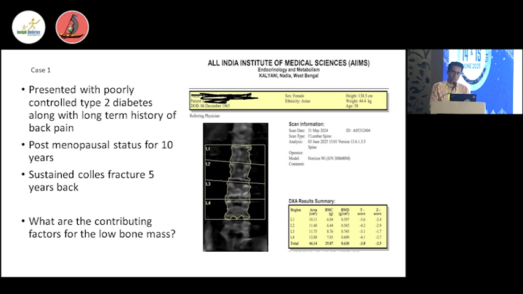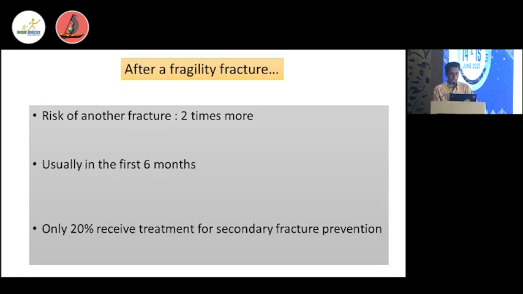Now the question is, what are the contributing factors? We know she is postmenopausal, has a long-term diabetes history, and a previous history of fragility fracture. Both this postmenopausal status as well as poorly controlled diabetes are important for the fragility fracture and low bone mineral density. After a fragility fracture, the risk of another fracture is around 2 times more, usually in the first 6 months, but only 20% receive treatment for secondary fracture prevention.